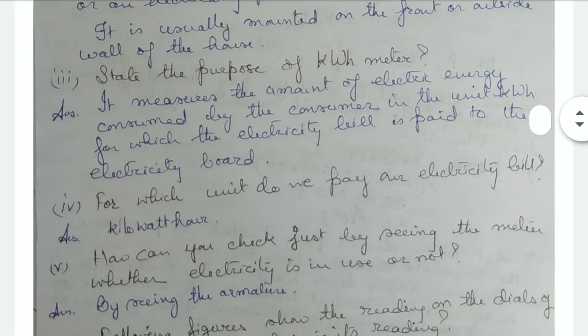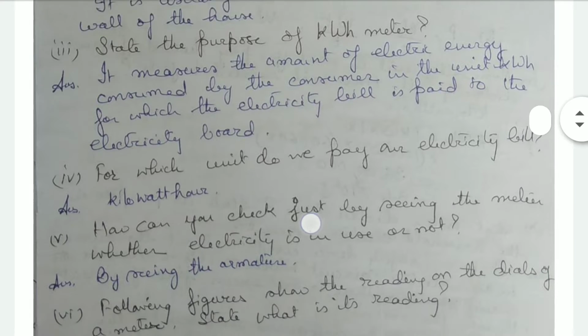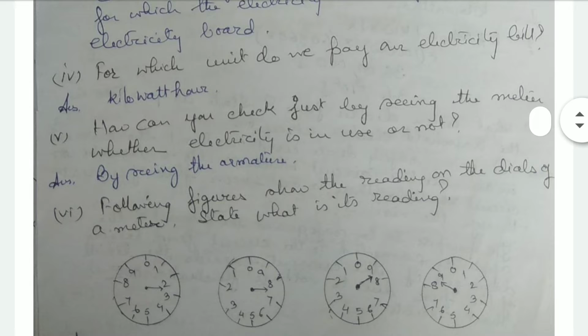Now state the purpose of kWh meter. It measures the amount of electric energy consumed by the consumer in the unit kWh. How much electric energy a consumer consumes in his day-to-day life is measured by this kWh meter in the unit kWh, for which a bill is generated by the electricity board and paid by the consumer. The unit on the bill is kilowatt hour, that is kWh.